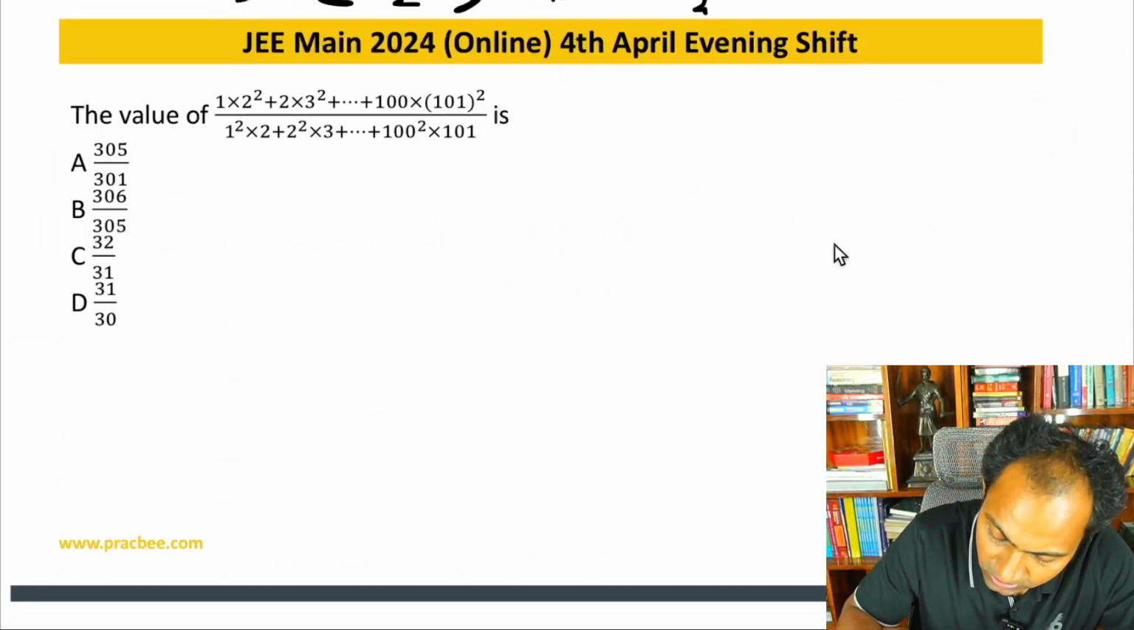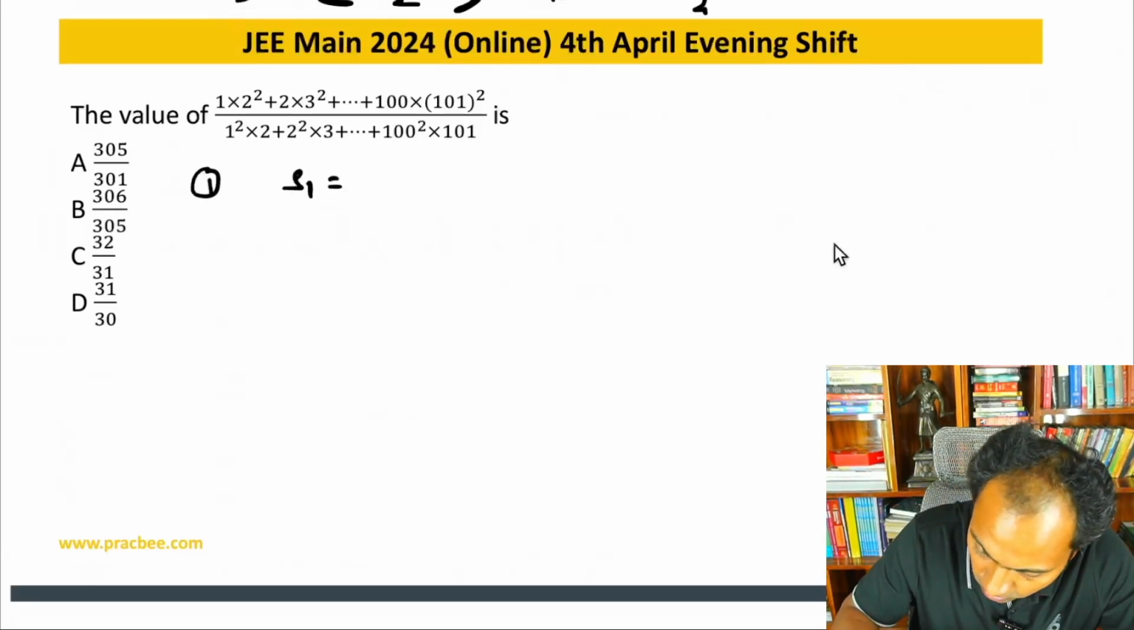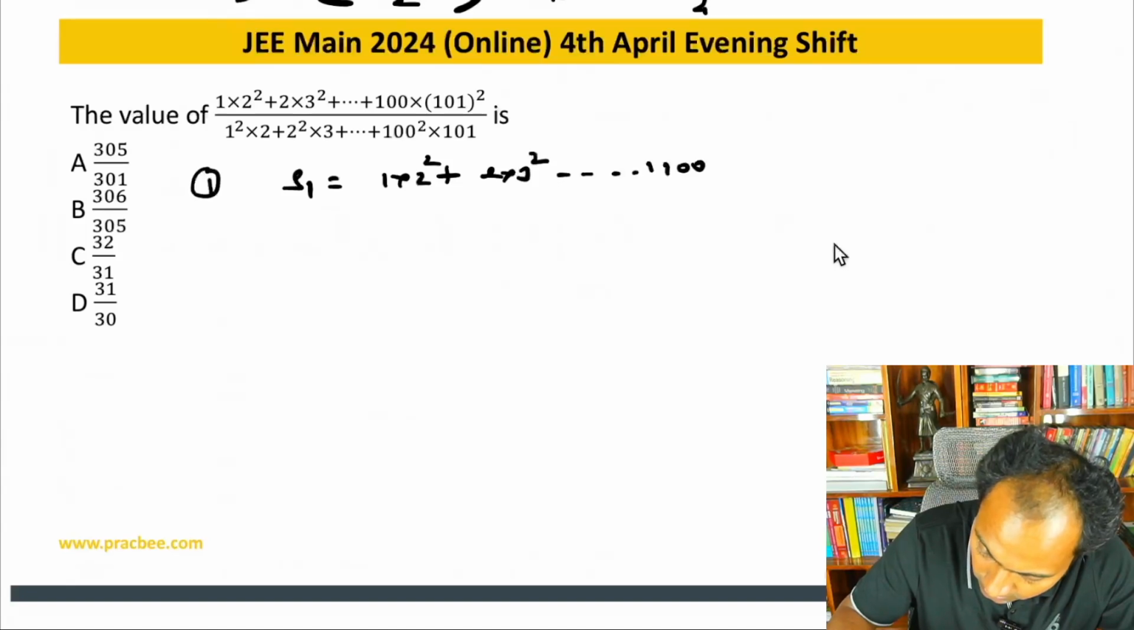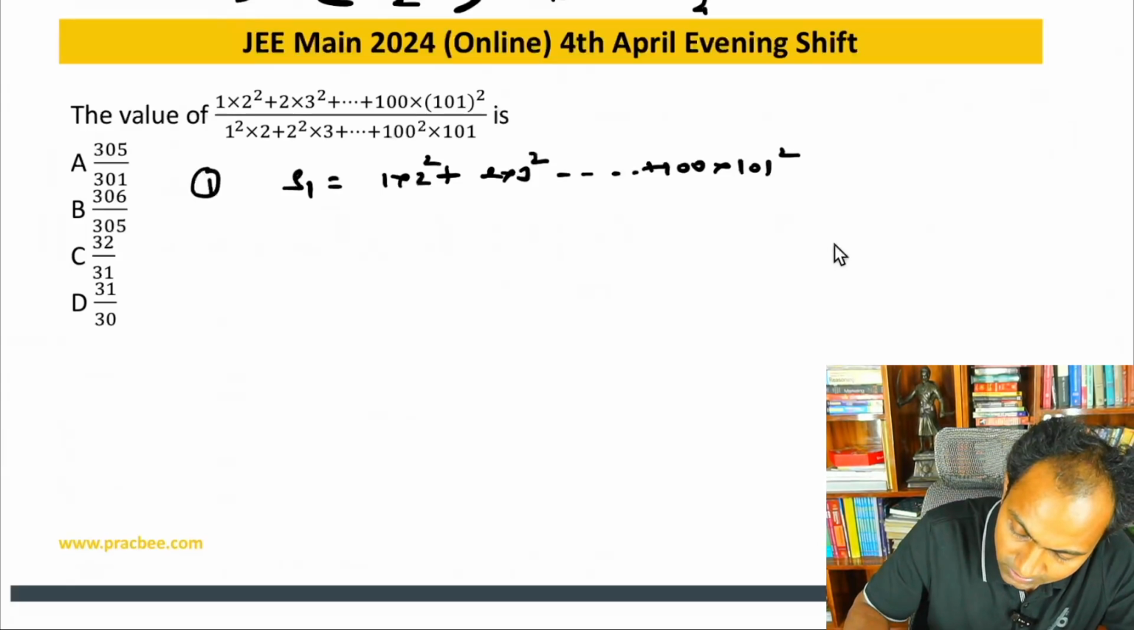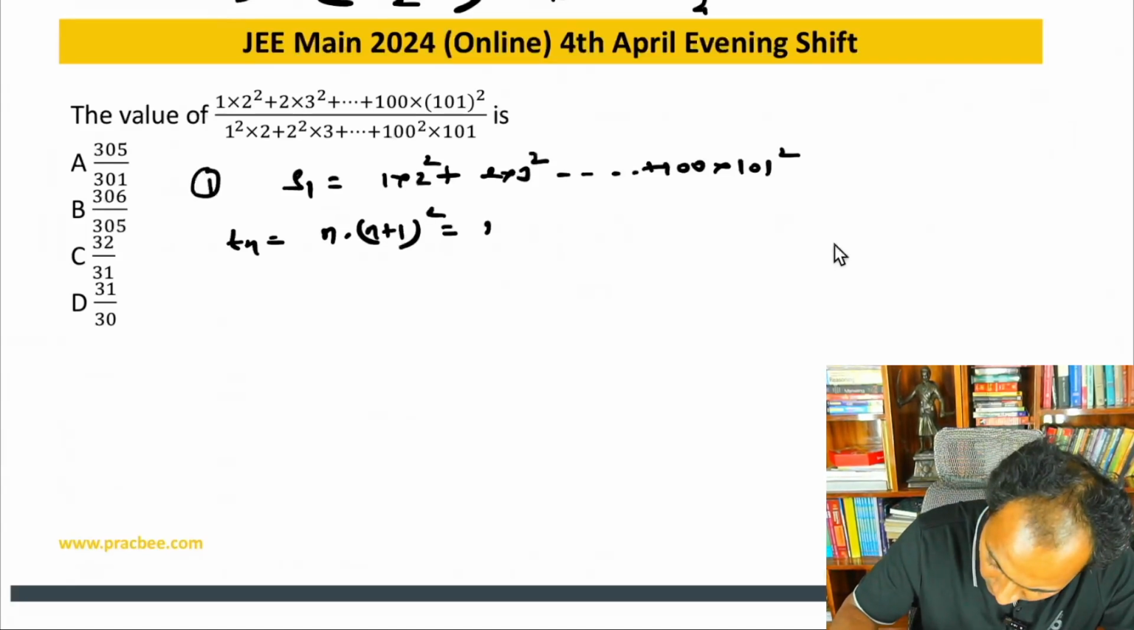But before doing this value, we will divide this into two sequences. There is this first sequence that is written in the numerator: 1 into 2 square, 2 into 3 square, till 100th term, 100 into 101 square. So in order to solve this, we will take the nth term, that is nothing but n into (n plus 1) whole square. Now if you open this up, this will become n cube plus 2n square plus n.